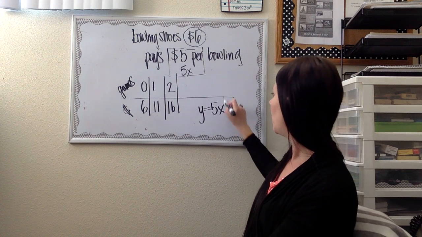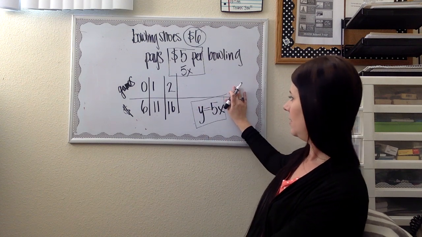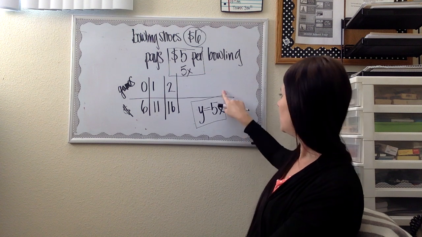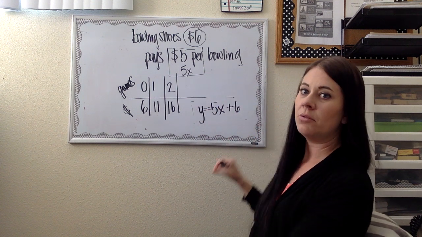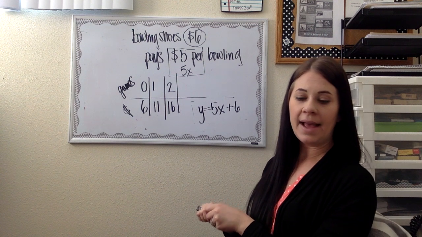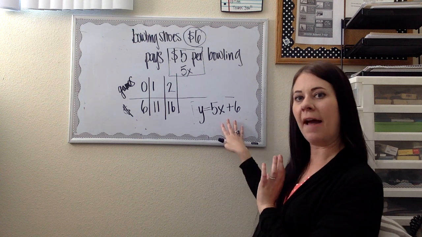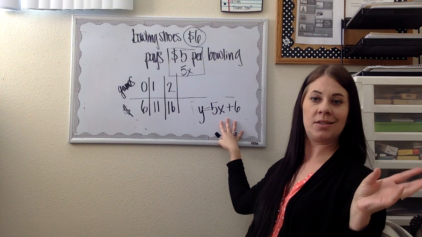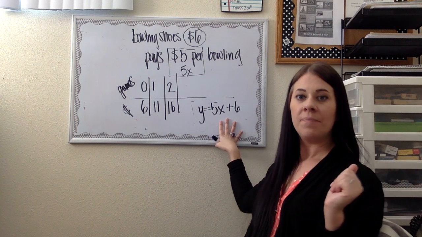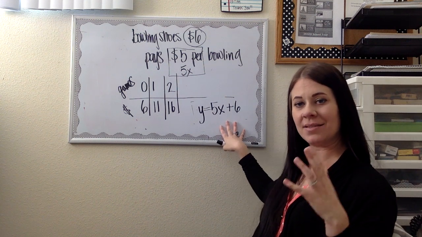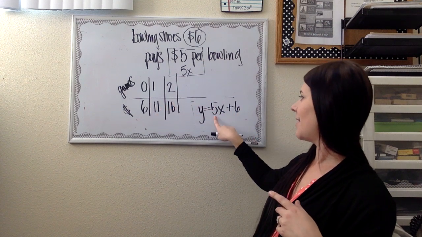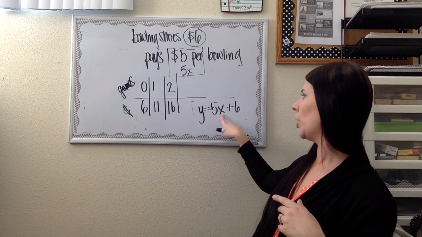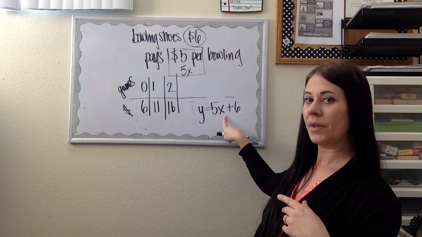So when you see an equation like this, it's proportional. As soon as you see this number out here, that's your starting amount, you know it's not proportional. And we're going to learn later how to graph these. It's really nothing harder than just normal graphing. But I want you to see this because this is the equation that goes with this. I started with 6, then I do 5 per game.